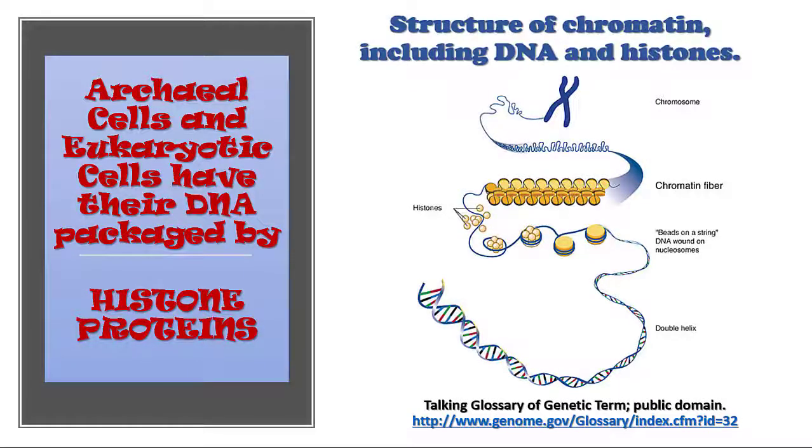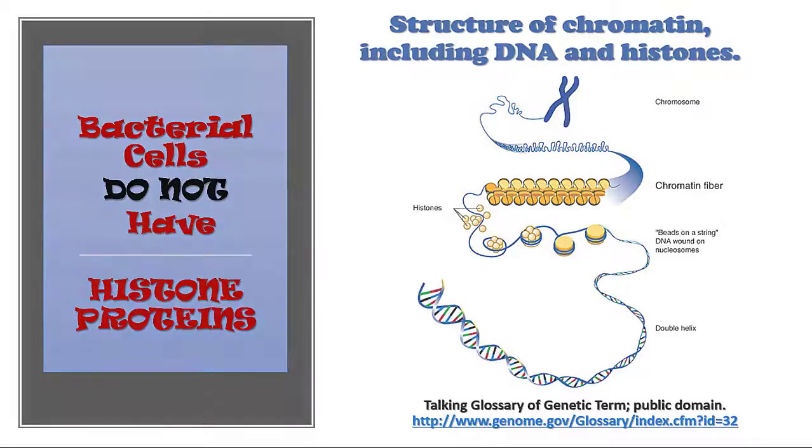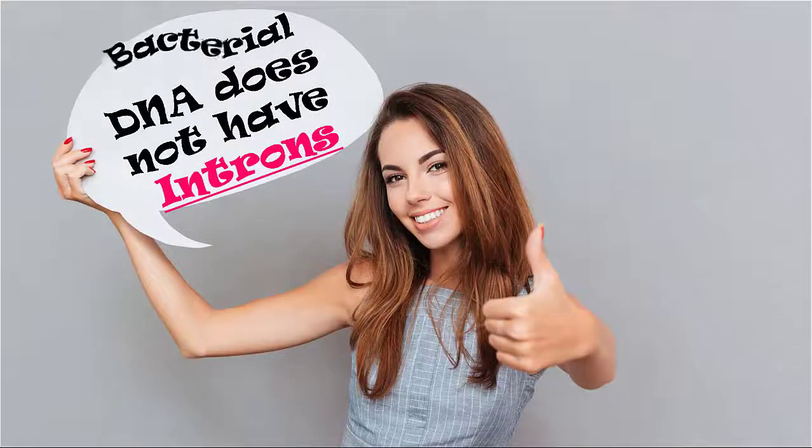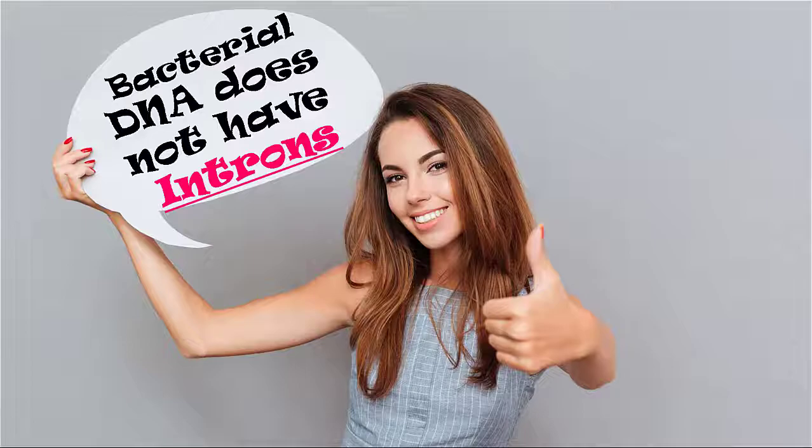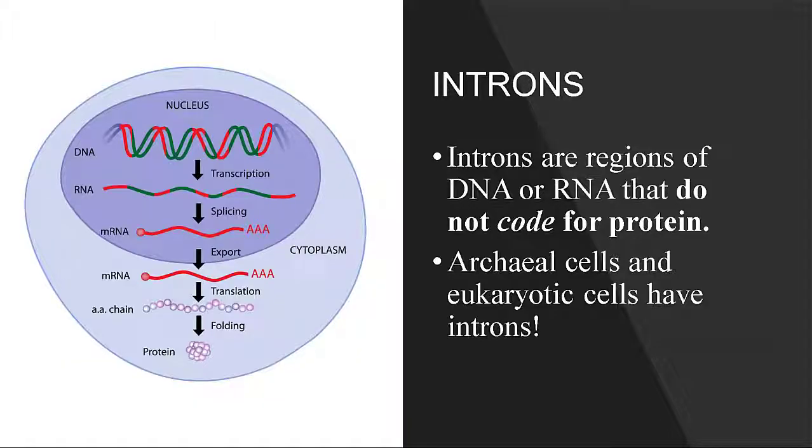Archaeal cells and eukaryotic cells have their DNA packaged by histone proteins. Also, bacterial cells do not have introns contained in their DNA. Introns are regions of DNA or RNA that do not code for proteins. Archaeal cells and eukaryotic cells do have introns.